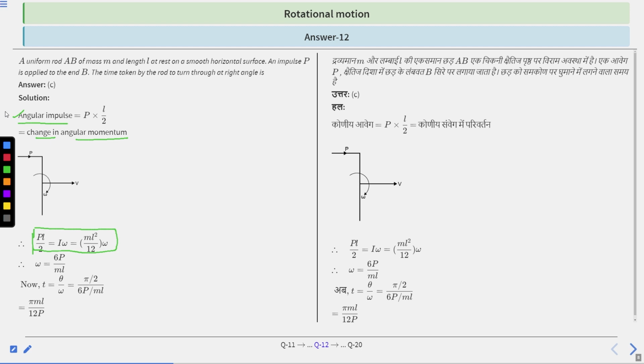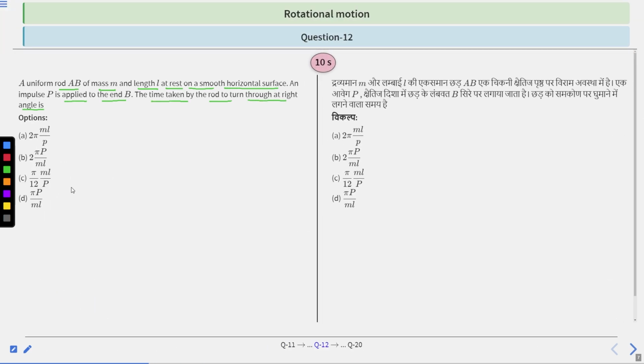This concept is used to calculate omega: angular impulse is equal to change in angular momentum. Clear? So omega equal to 6P divided by ml, where L is the length and m is the mass. Now T is equal to theta by omega. Here theta is equal to pi by 2 and omega is 6P divided by ml. So solving this, we will get T equal to pi ml divided by 12P. Clear? So option C is correct.